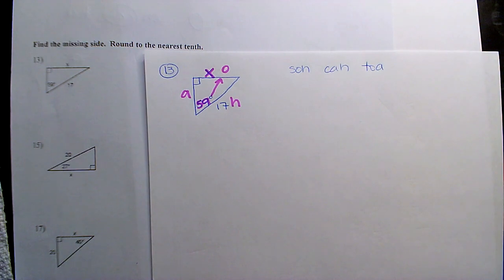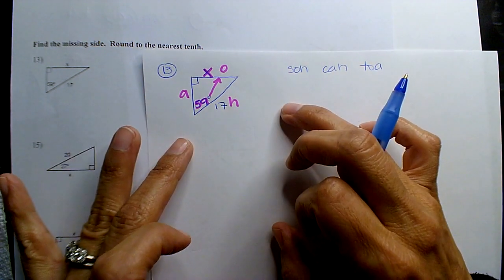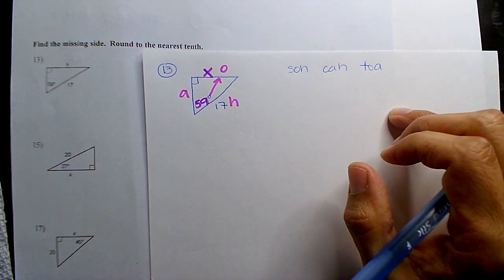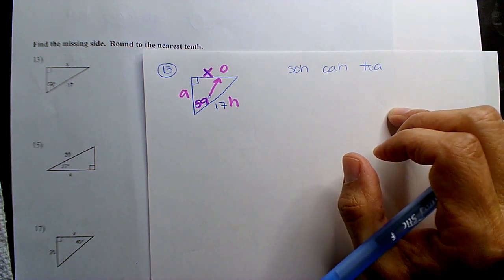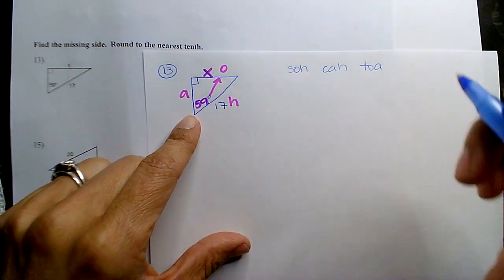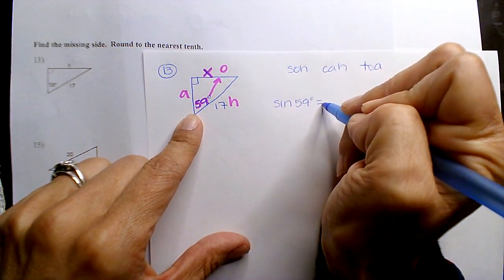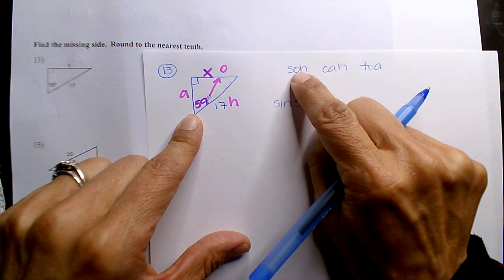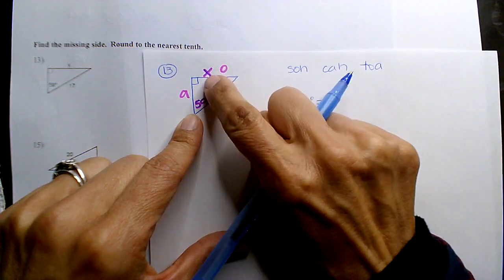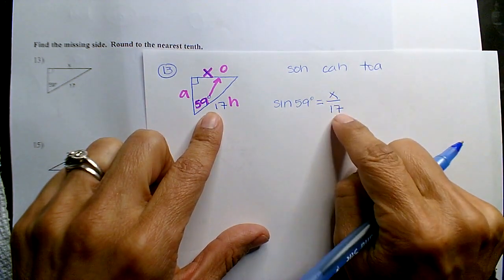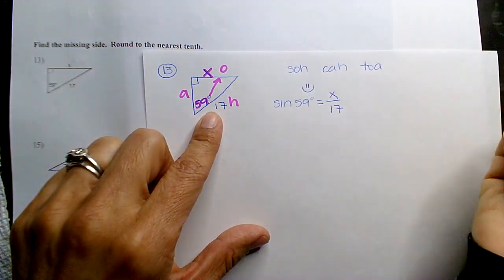Okay, after that, you're going to make your proportion. But I'm going to do all three so you guys can see why it's one and not the other two. If I tried sine of 59 degrees is equal to O over H. O is x, H is 17. Everything looks beautiful. By the way, this is going to be the winner.